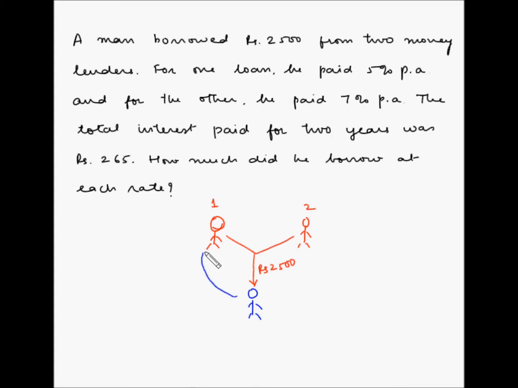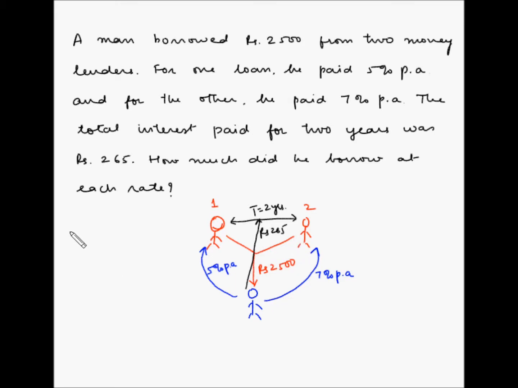So per year, this man has to pay an interest of 5% per annum to one and 7% per annum to number two. Now, this man has taken this loan from both these money lenders for a period of 2 years, and at the end of 2 years, he is paying a total of rupees 265 as interest, which is distributed to both one and two, and this is for a time period of 2 years. So we have to find out how much is the amount which was lent by number one and how much is the amount lent by number two.